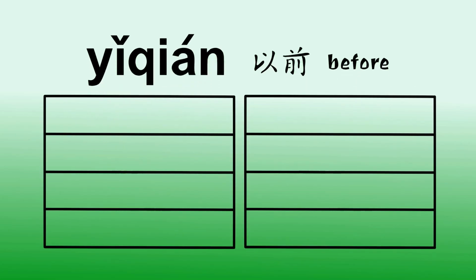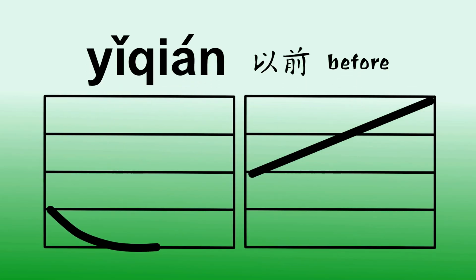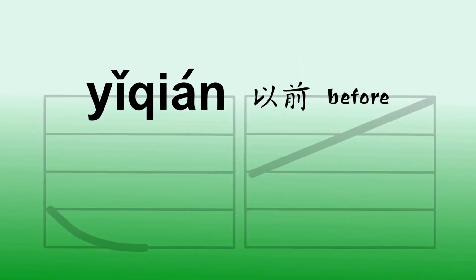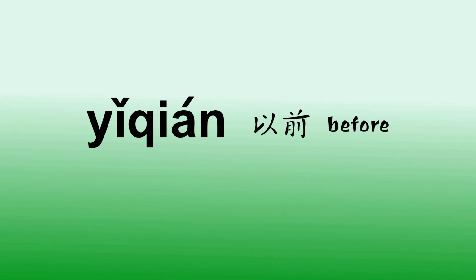Listen to how it sounds. 以前, 以前. Now try it for yourself. 以前 以前. Here's some other 3-2 words. 解决, 选择, 检查, 老年.